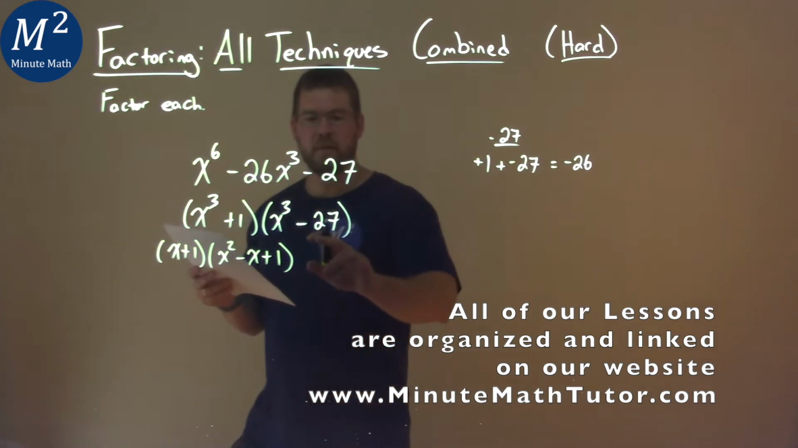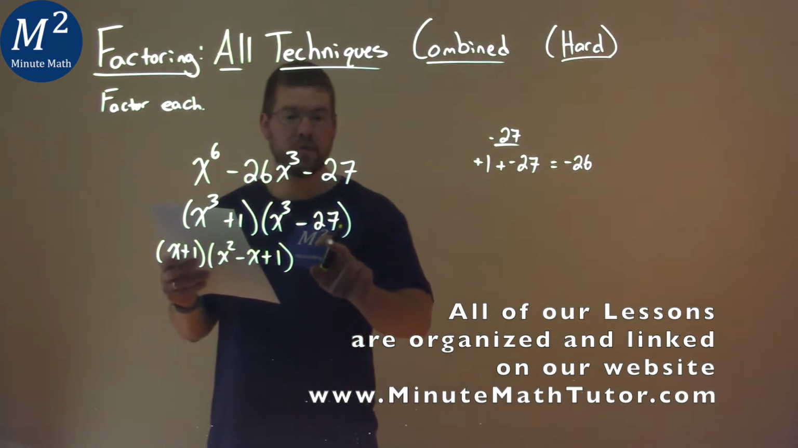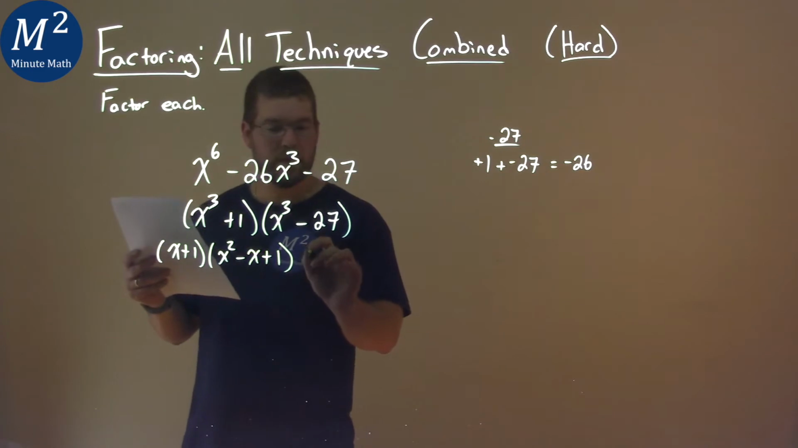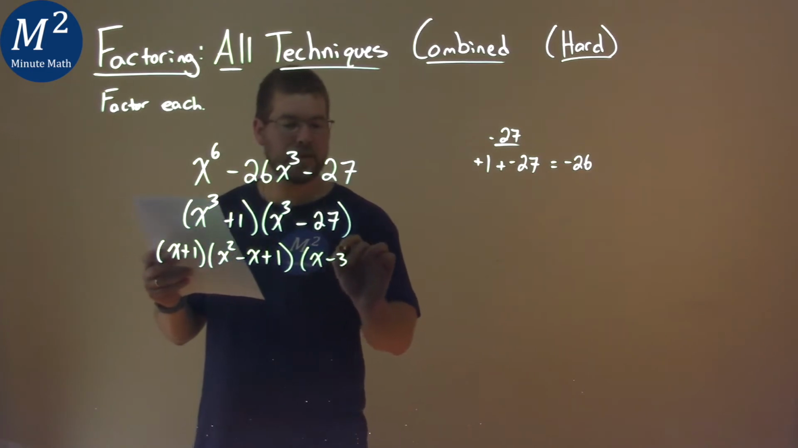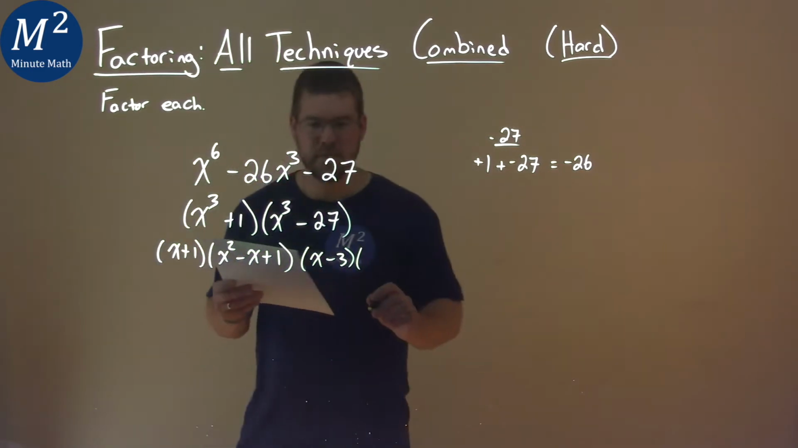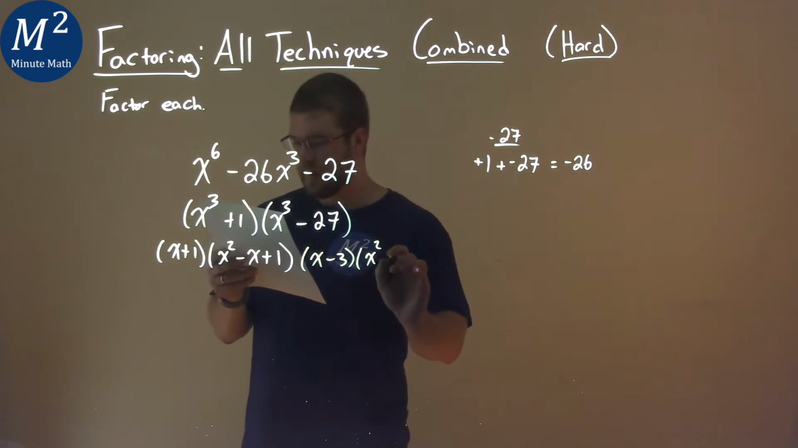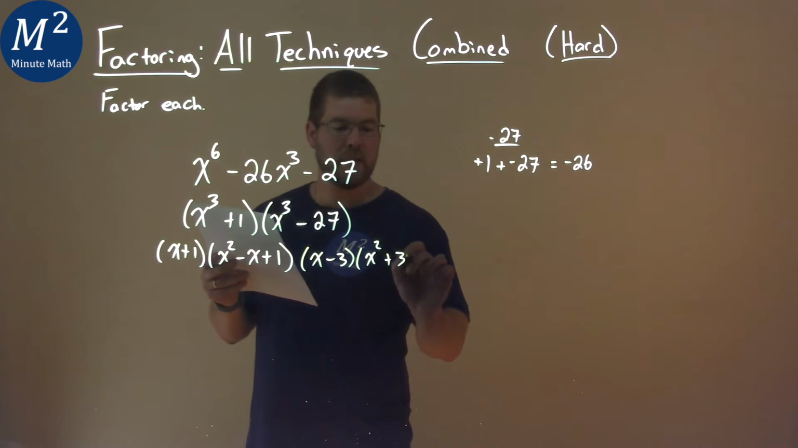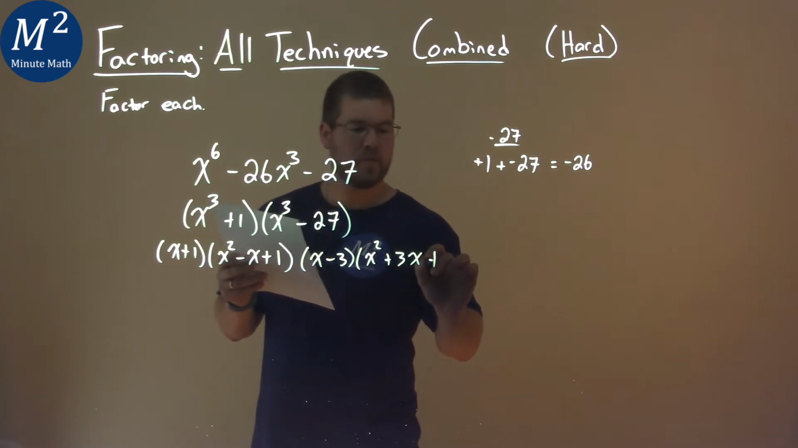We can do the same thing with the second part. Each one's a cube, right? 27 is 3 cubed. So using the difference of cubes formula, slightly different, x minus 3 here, times x squared plus 3 times x, so 3x, and then plus 3 squared, which is 9.